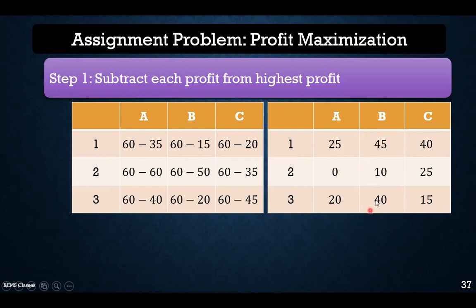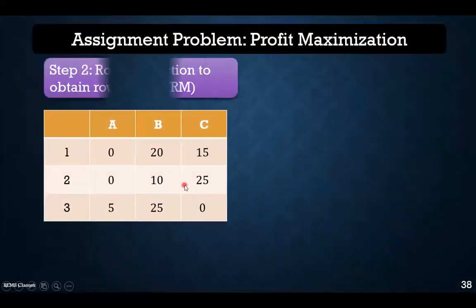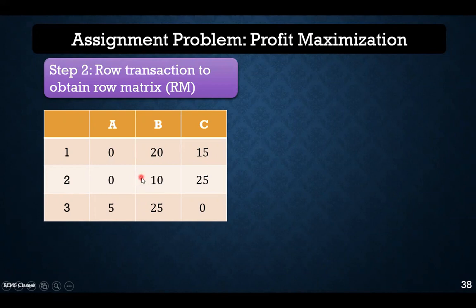For the first step, we go for row reduction. We find the minimum value in each row and subtract that minimum value from each cell in the row. In this row the minimum value is 25, in this row the minimum value is 0, and in this row the minimum value is 15. We subtract these values from all cells in the respective row. This is the matrix obtained after the row reduction.